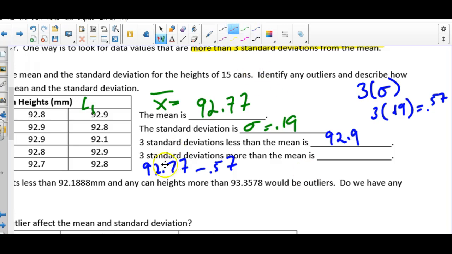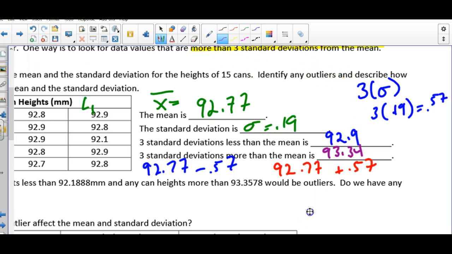And then on this one here, it says 3 standard deviations more than, right? So that's 92.77 plus 0.57, and I'll get 93.34. All right, so this is 3 standard deviations less than the mean. This is 3 standard deviations more than the mean. Less than, more than. This is 3 standard deviations, 3 times sigma.